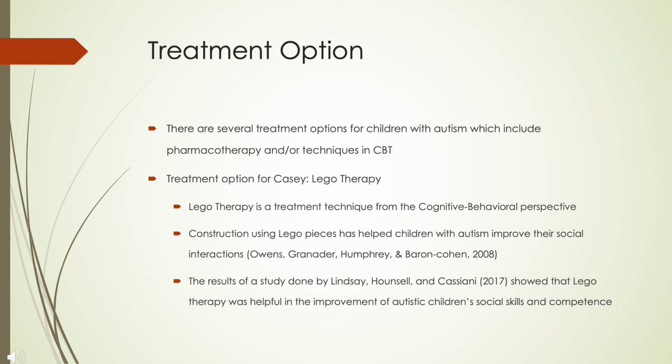In 2008 showed that construction using Lego pieces helped children with autism improve their social skills. The results of this study also showed that the Lego therapy procedure helped reduce maladaptive behaviors in the participants. Lego therapy was also helpful in the improvement of autistic children's social skills and their competence. This technique is usually used to treat patients between the ages of 6 and 11 years old.